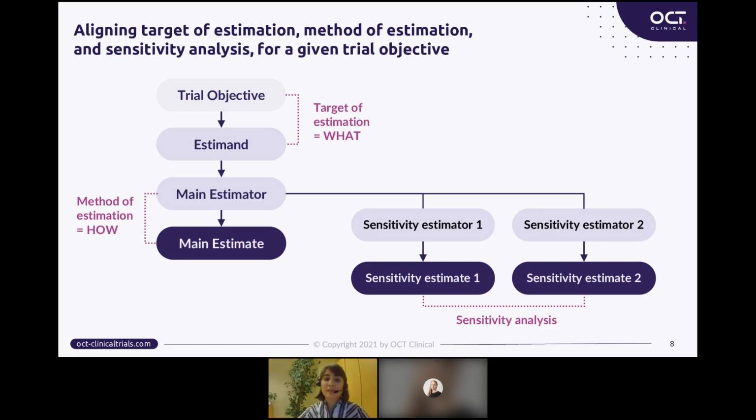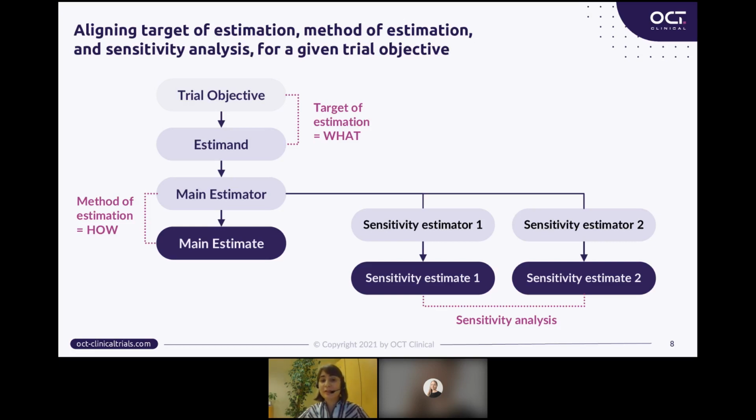In order to estimate something, we often need to make some assumptions in the analysis. Sensitivity analyses focus on investigating these assumptions and the robustness of the result to the deviations from these assumptions. Assumptions should be clearly stated, and one or more sensitivity analyses should be provided for the main estimator.